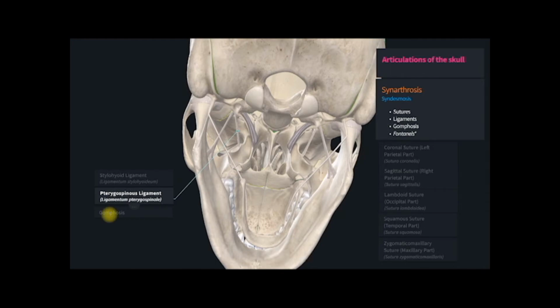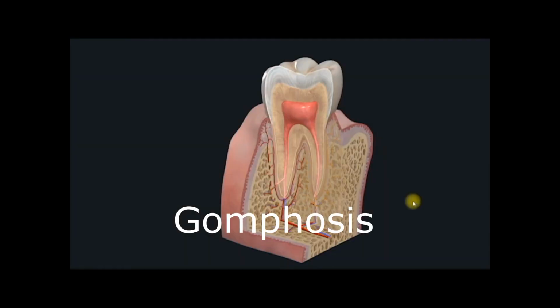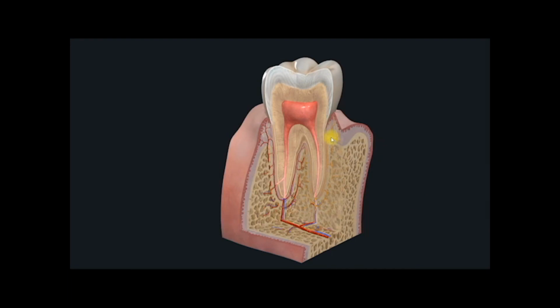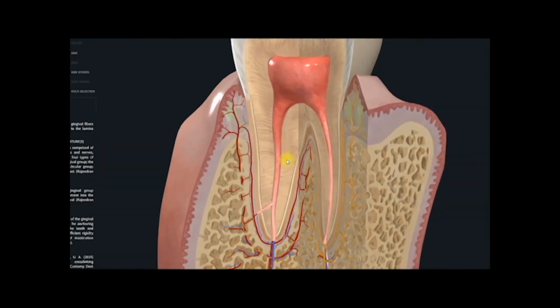The next example of syndesmosis is gomphosis between the tooth and socket. On the model of the tooth, the gomphosis is located between the root of the tooth and the socket. It is formed by small ligaments which are present inside the socket.